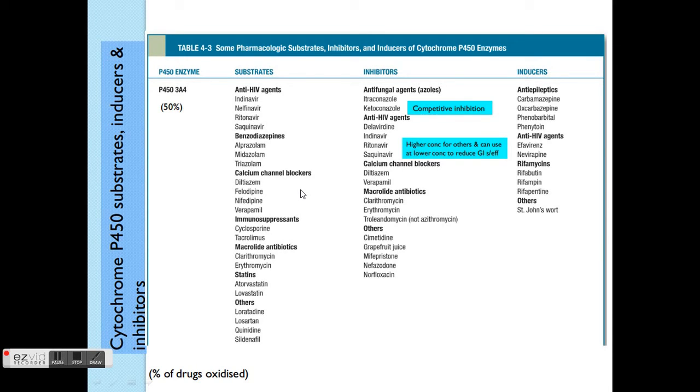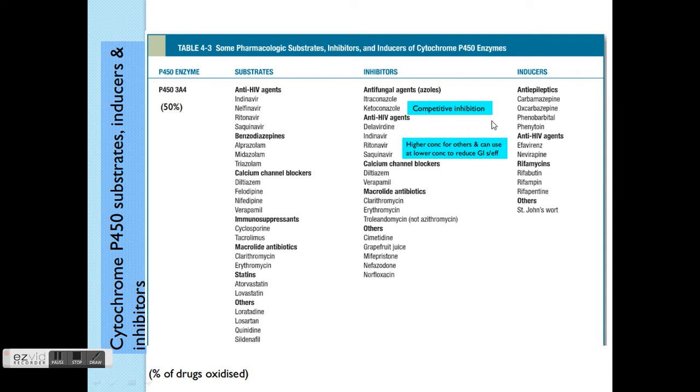So again, how serious the interaction could be due to the inhibitors or inducers depends on a few factors. One of the main factors is how long the patient has to take that particular inhibitor or inducer drug.